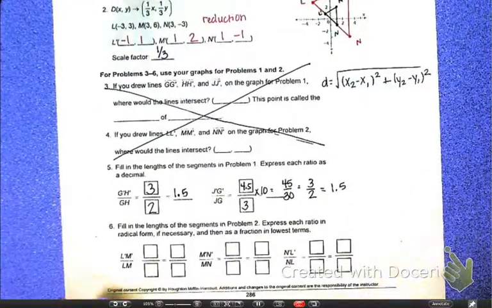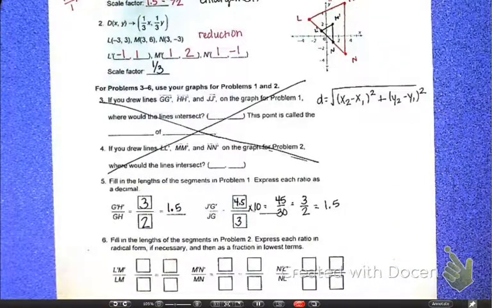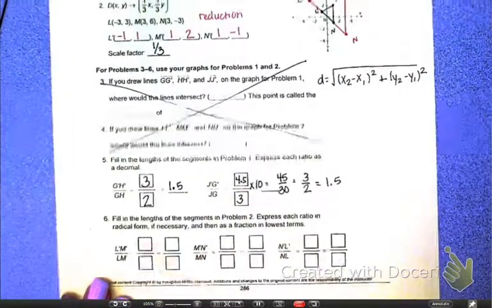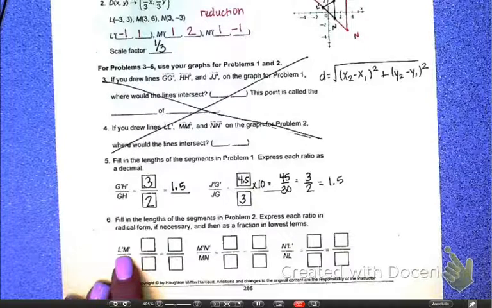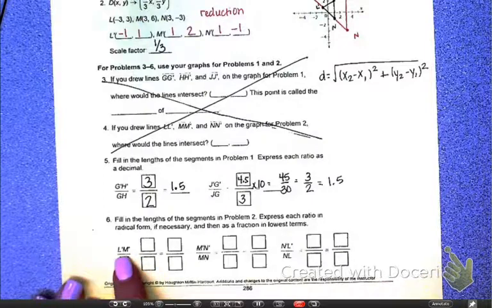Now number 6 is not as nice because we don't have a ton of vertical lines here, so we do have to do some work. So we're going to break this up a little bit. Okay, so groups A and B, I need you to find the distance of L prime, M prime. You're going to have to use the distance formula. Group C and D, find the distance of LM.